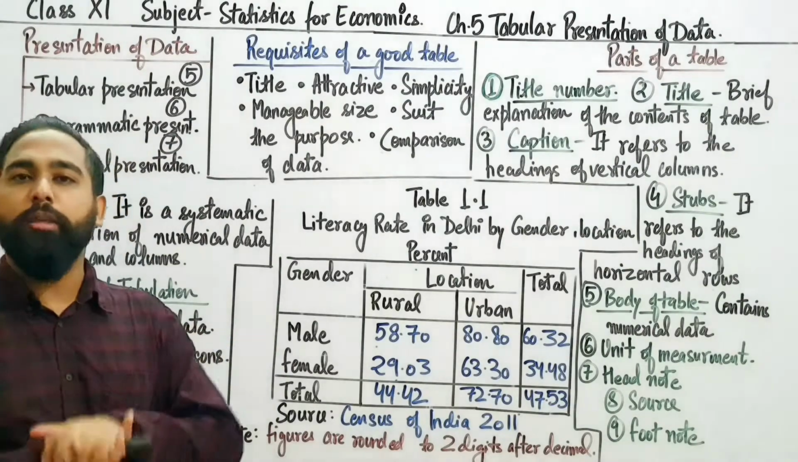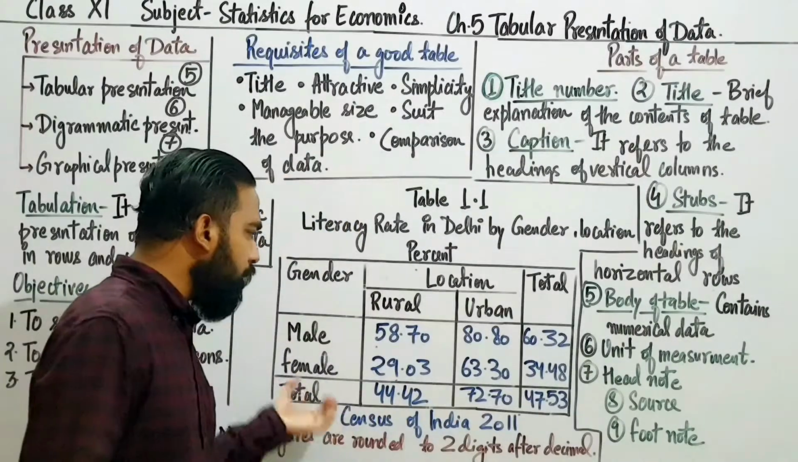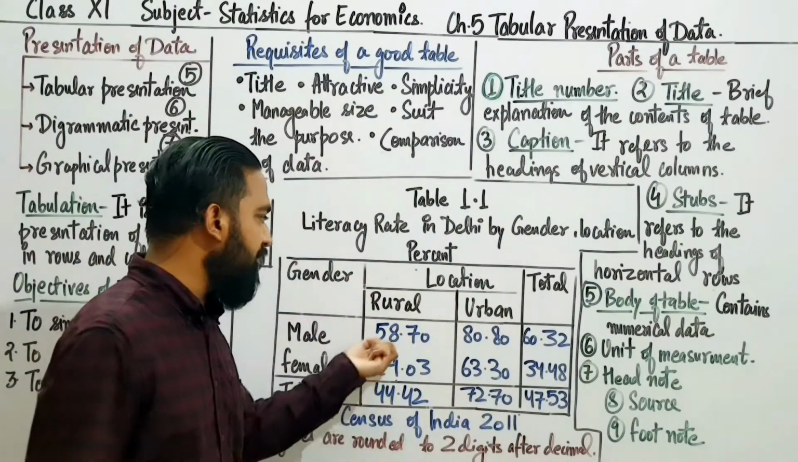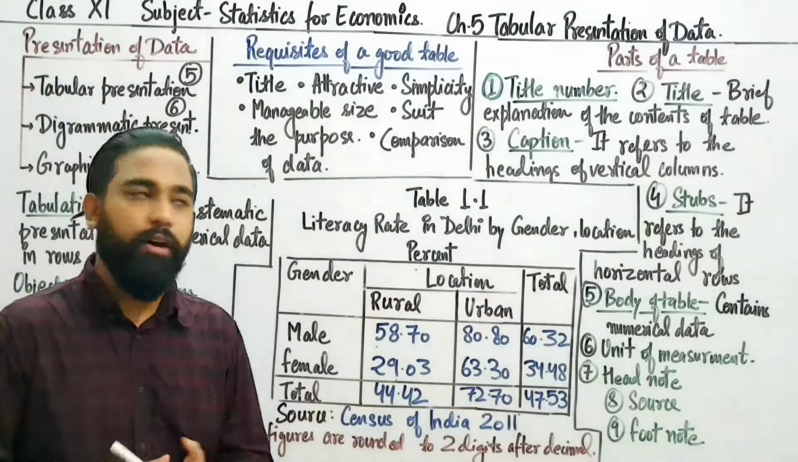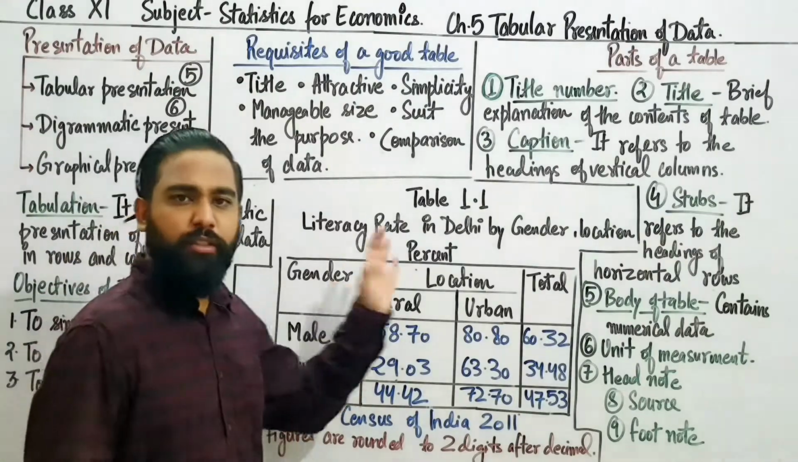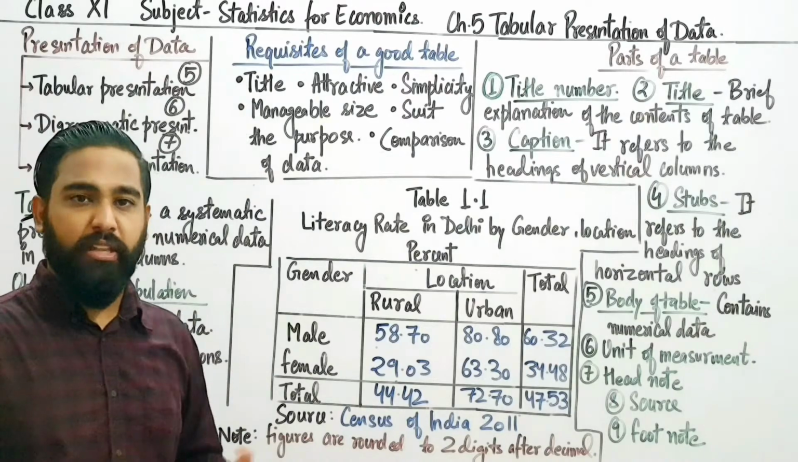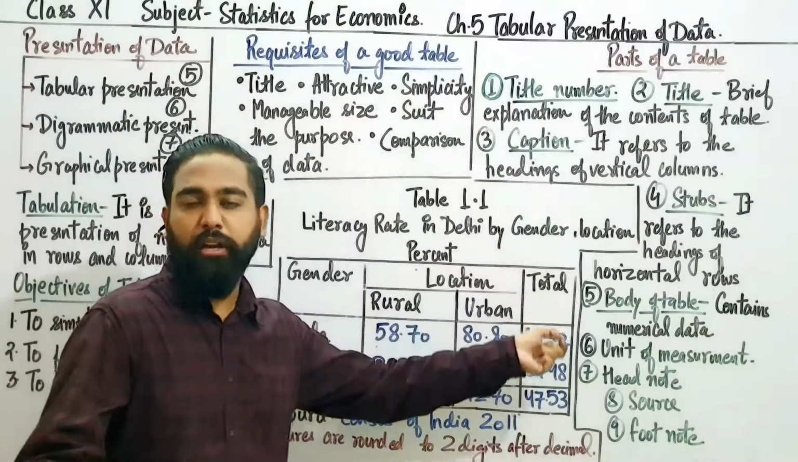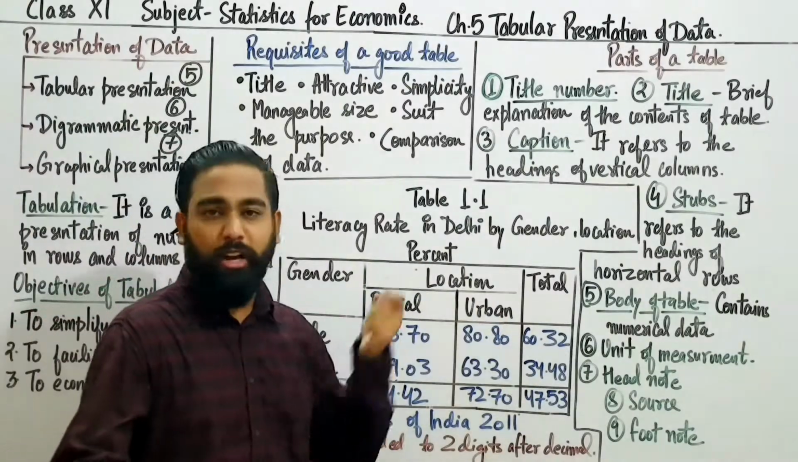Now, body of a table. If I am talking about the body of a table, it means that it contains the numerical data. All the numerical data which you can see here, like 58.70, 80.8. So this is the body of a table. Now, unit of measurement. Suppose if it was a table of amount of money, then there must be written somewhere rupees, crore, rupees, lakhs. So that shows the unit of measurement.